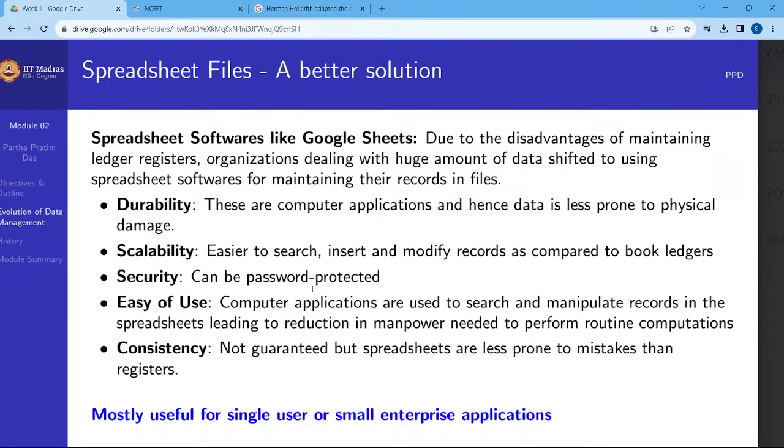Spreadsheet files, a better solution. So the solution to bookkeeping was spreadsheet files.